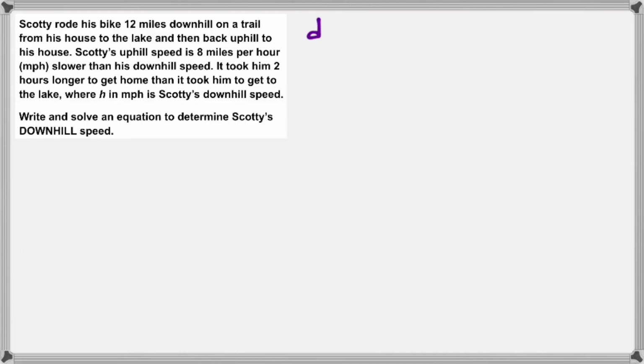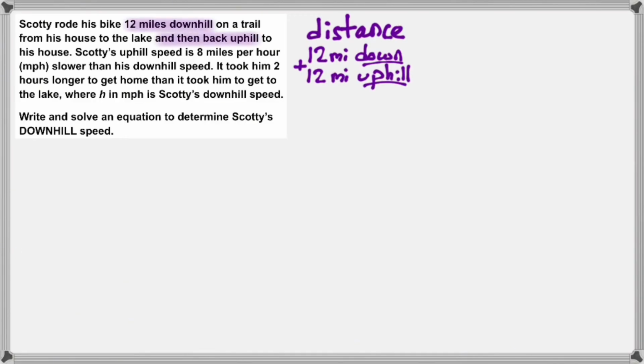And all right, here we go. So the distance traveled is 12 miles downhill and then 12 miles uphill. The rate when Scotty was going downhill is x. We don't know his downhill speed. It said that at the end of the equation. But it says it slows him down by 8 miles per hour if he is going uphill. So that is why x minus 8 is his uphill speed.